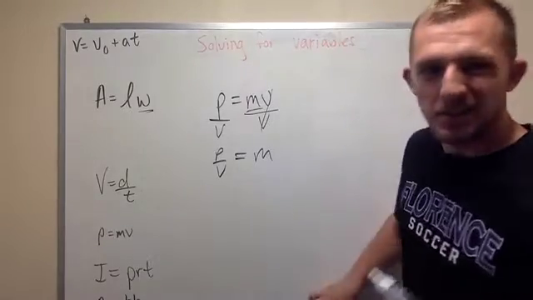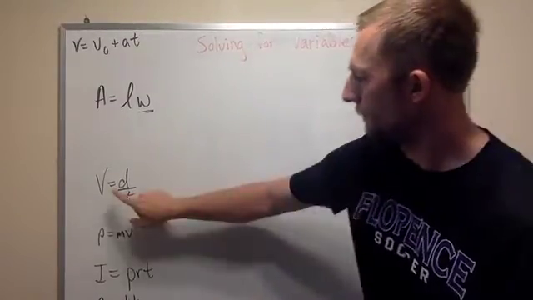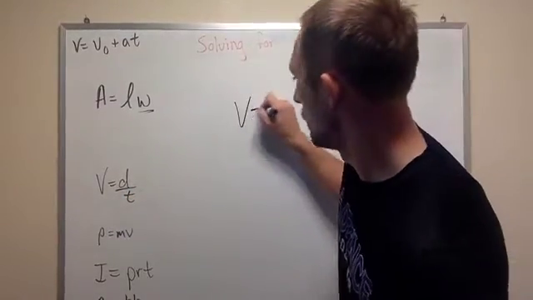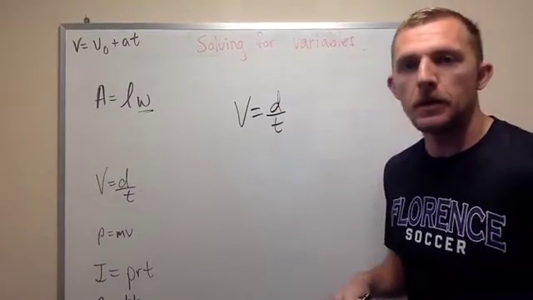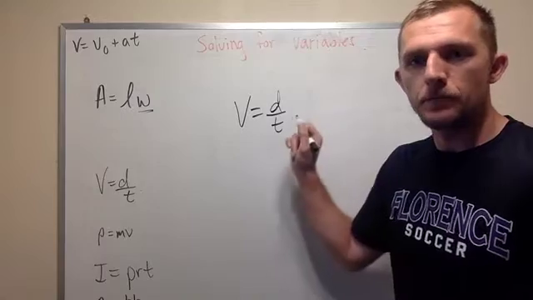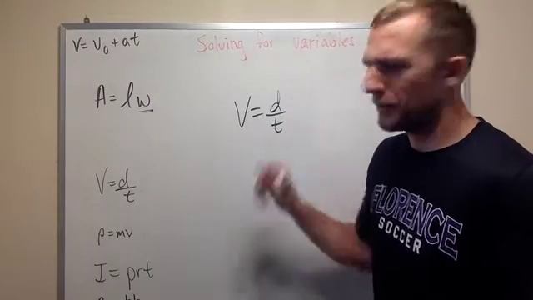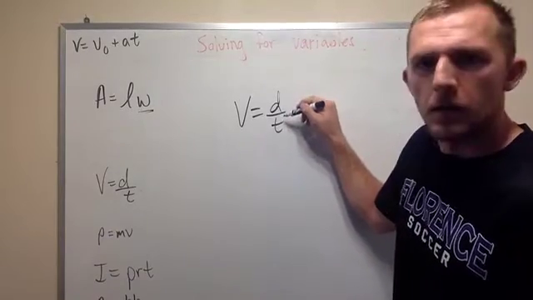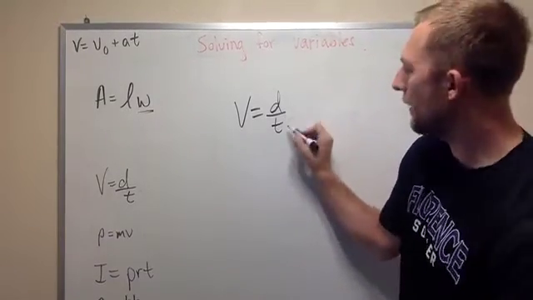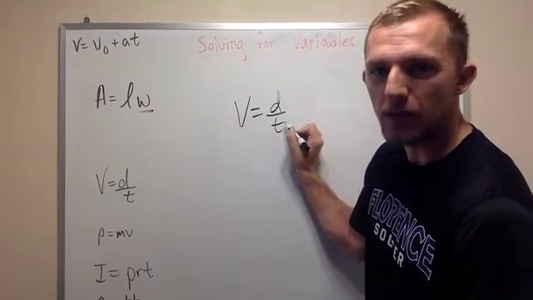Okay? Now let's go ahead and go down to here. V equals D over T. Let's try that. Okay? Well, right now I'm going to go ahead and solve for D first, okay? So if I solve for D, what is this connected by? Division, right? So I have to get this T over to this side. So I have to multiply it.